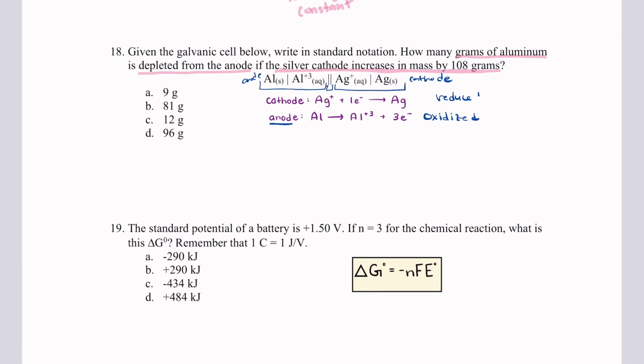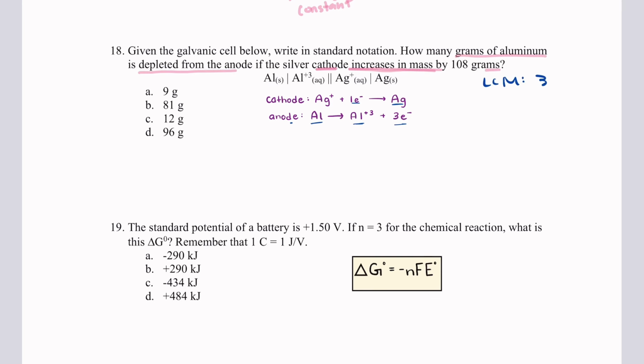Next, we're going to write the half reactions. At the cathode, silver ions gain 1 electron each to become silver metal. At the anode, aluminum metal loses 3 electrons to become aluminum 3+. The least common multiple of the electron counts is 3, so we're going to multiply the silver half reaction by 3. Then we add these 2 half reactions, and we notice that the electrons cancel.